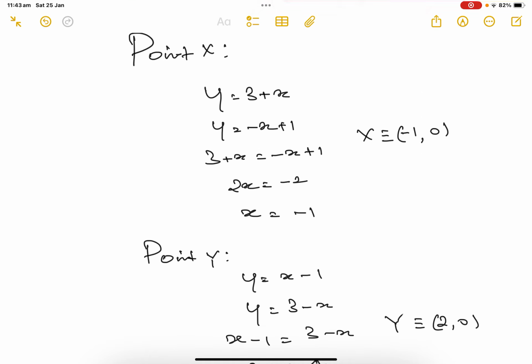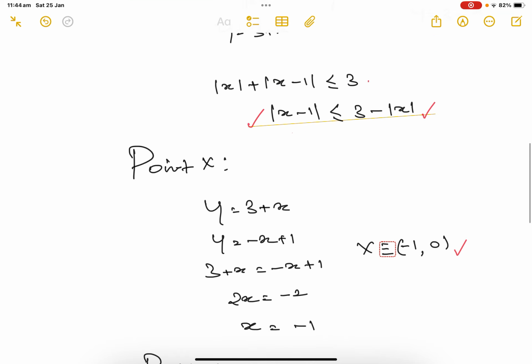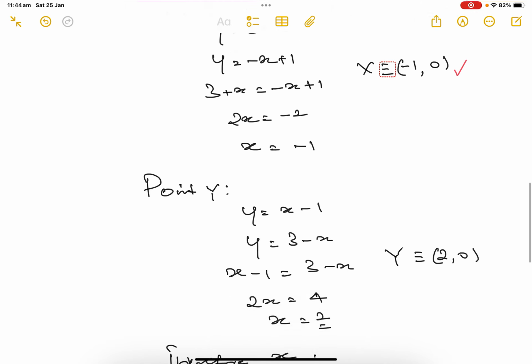So 3 plus x equals minus x plus 1. Take the x to the left-hand side: 2x equals. Take the 3 to the other side: minus 3 plus 1 is minus 2. Therefore, x equals minus 1. So the x coordinate we have found. That is one limit where the first graph, 3 minus modulus x, is greater than or equal to modulus x minus 1, or in other words, modulus of x minus 1 is less than or equal to 3 minus modulus x. That's done.